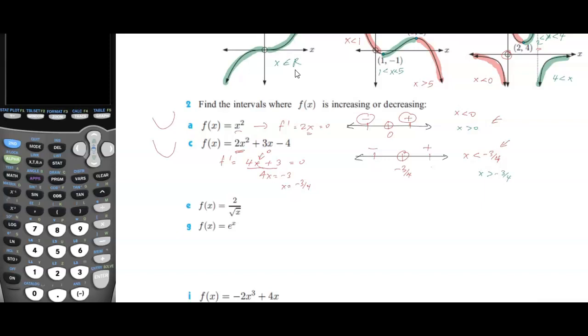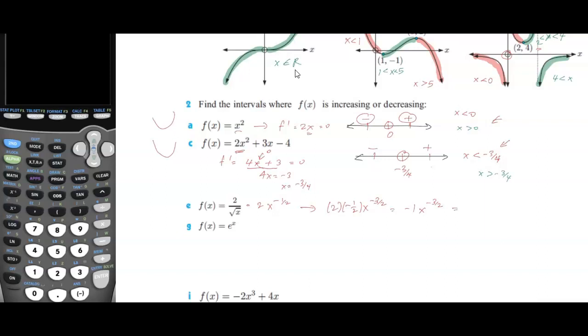Okay, next one, we got 2 over square root of x. Let's rewrite that as an exponent in the numerator before we find the derivative, shall we? So 2x to the negative 1/2 is an easier way to prepare that for taking the derivative. After we take the derivative, it's going to be 2 times negative 1/2 x to the negative 3/2. That's our derivative. If I simplify that, it'll be negative 1x to the negative 3/2.